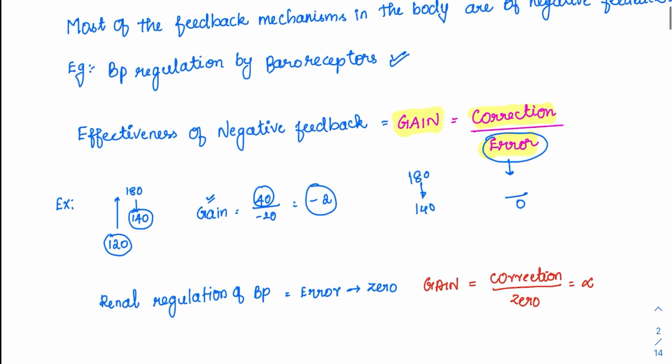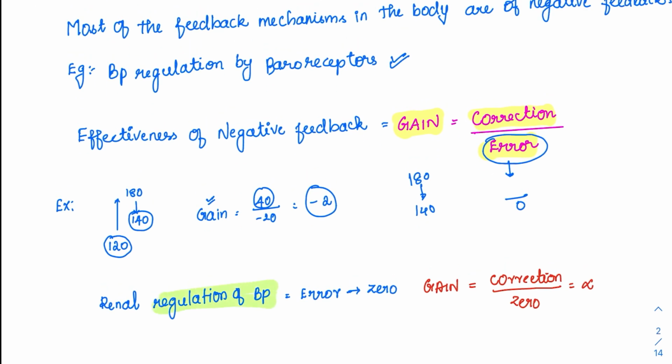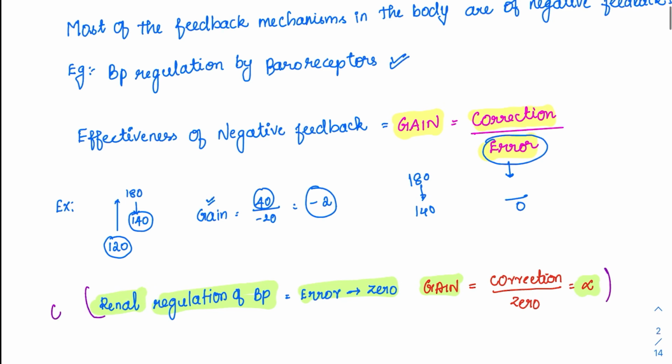So the regulation of BP by the kidneys, that is the renal regulation of the BP, will always try to bring back the BP to the exact normal value. So here the error is 0. So the gain becomes infinity. So this is one important factor where the gain is infinity, which can be asked as a question.